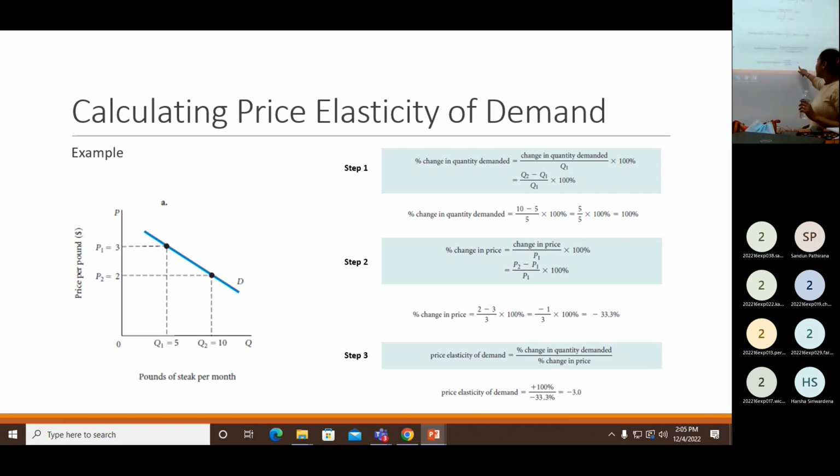Now can you tell me, by looking at this value, whether this product has elastic demand, inelastic demand or unitary elastic demand? Elastic. Why? Greater than 1. Your PED value, in absolute terms, is greater than 1. So it's an elastic demand curve. You can make a note of it. Later on, we'll try to do questions on PED calculations.